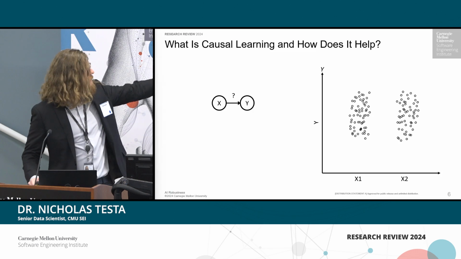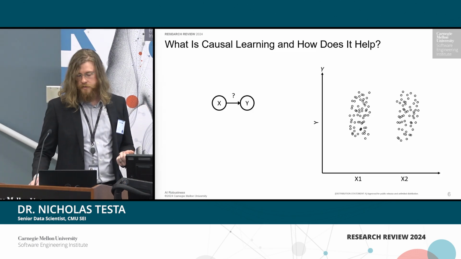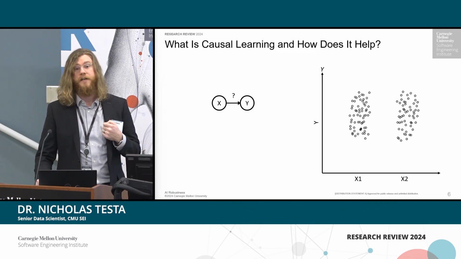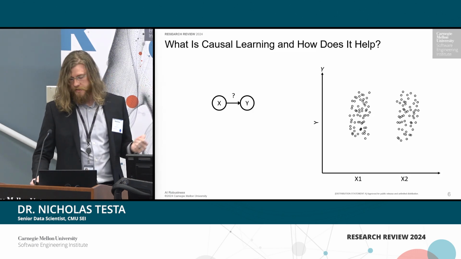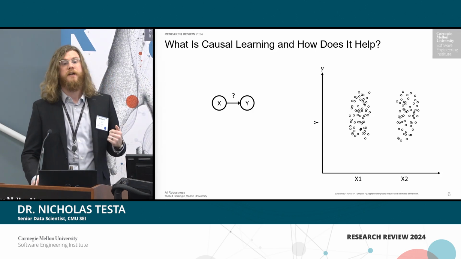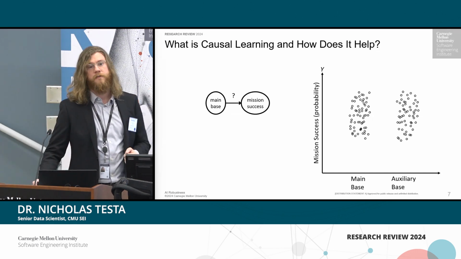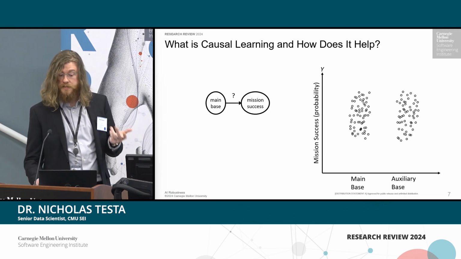Let's say we have these two variables, X and Y, that are obviously correlated. Humans are very good at looking at this kind of data and assigning causation. First X happens, then Y happens. So clearly, X causes Y. So first, we choose which base to take off from. Then we measure mission success. And we see maybe a change.